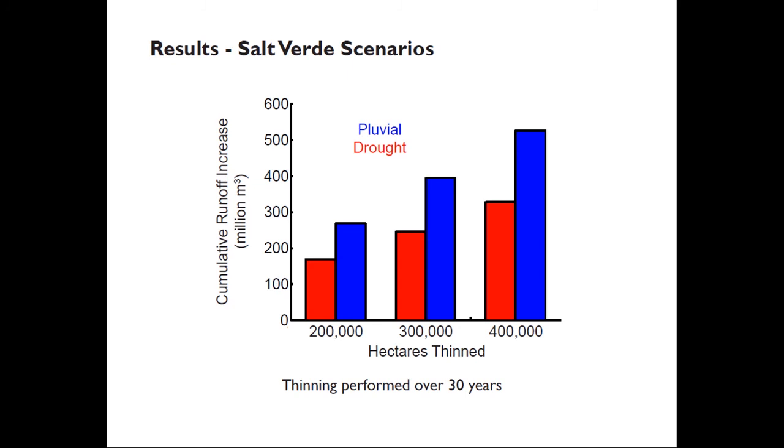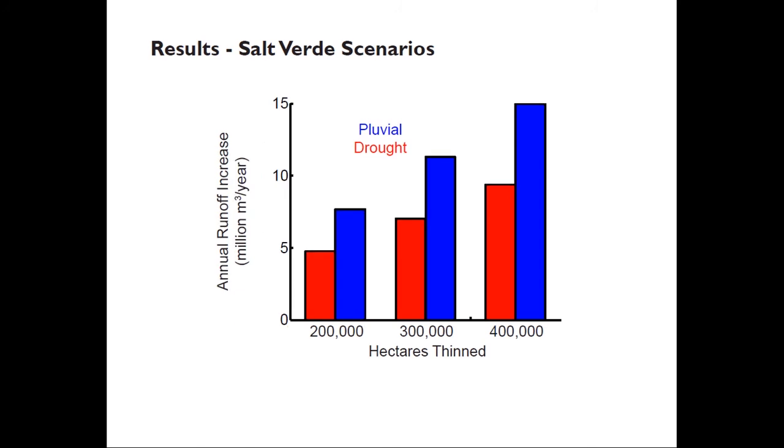We can think about this in terms of the cumulative runoff increase over 30 years. With this next set of scenarios, we said, okay, let's say that over the next 30 years, we actually do thin half to all of the ponderosa pine forests in the Salt Verde watershed. So we get about half of them thinned, and we get all of them thinned. And so the cumulative runoff increase over 30 years seems like pretty large numbers.